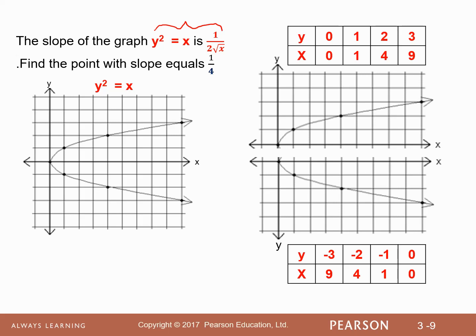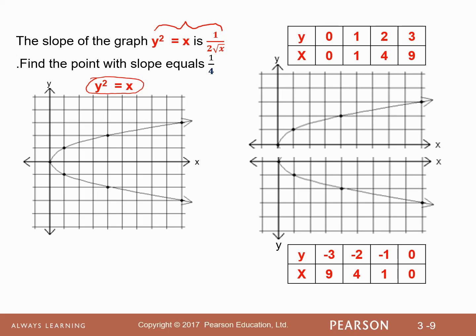How do we find the slope of any given function? This is the equation. What do we do with the equation to get the slope? Yeah, if we have the points, but assume we don't have the points, I just have the equation. How am I going to get the slope? Yes, the derivative. And we just showed that the derivative of y squared is equal to 1 over 2 square root of x, right? Everybody?